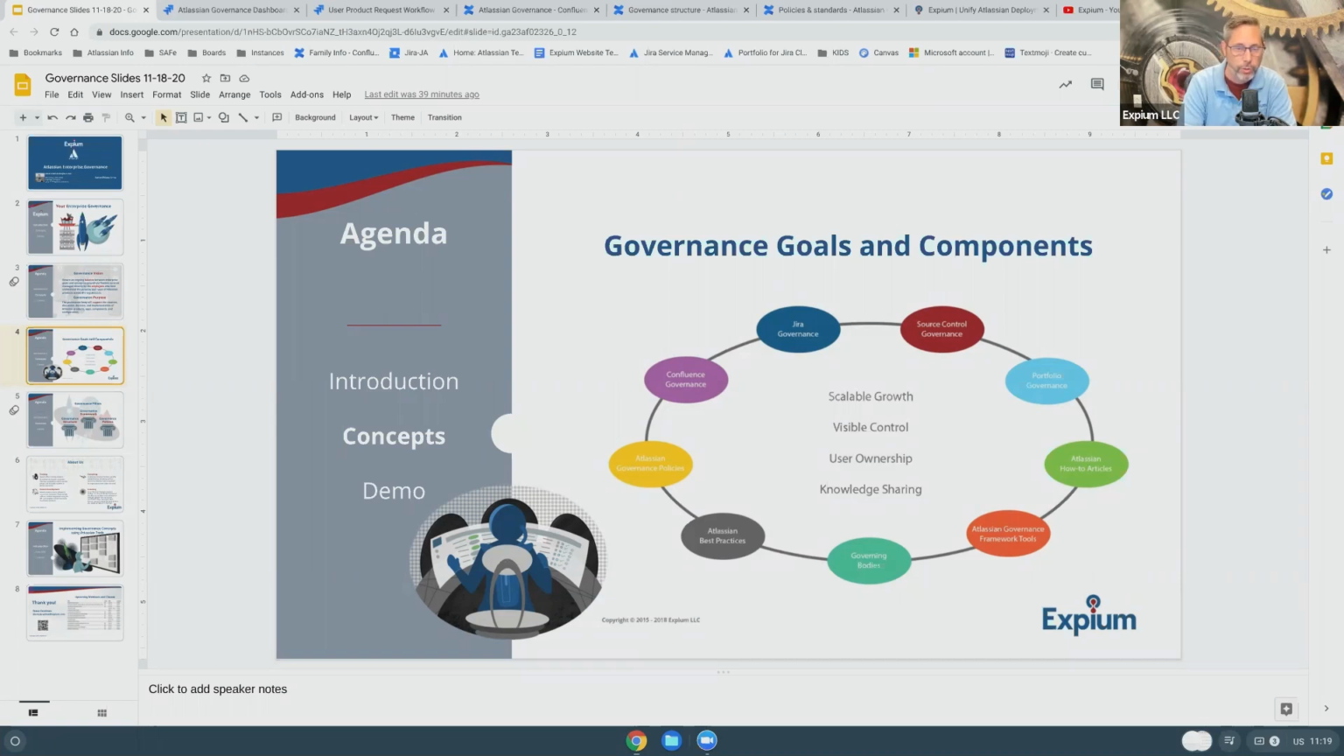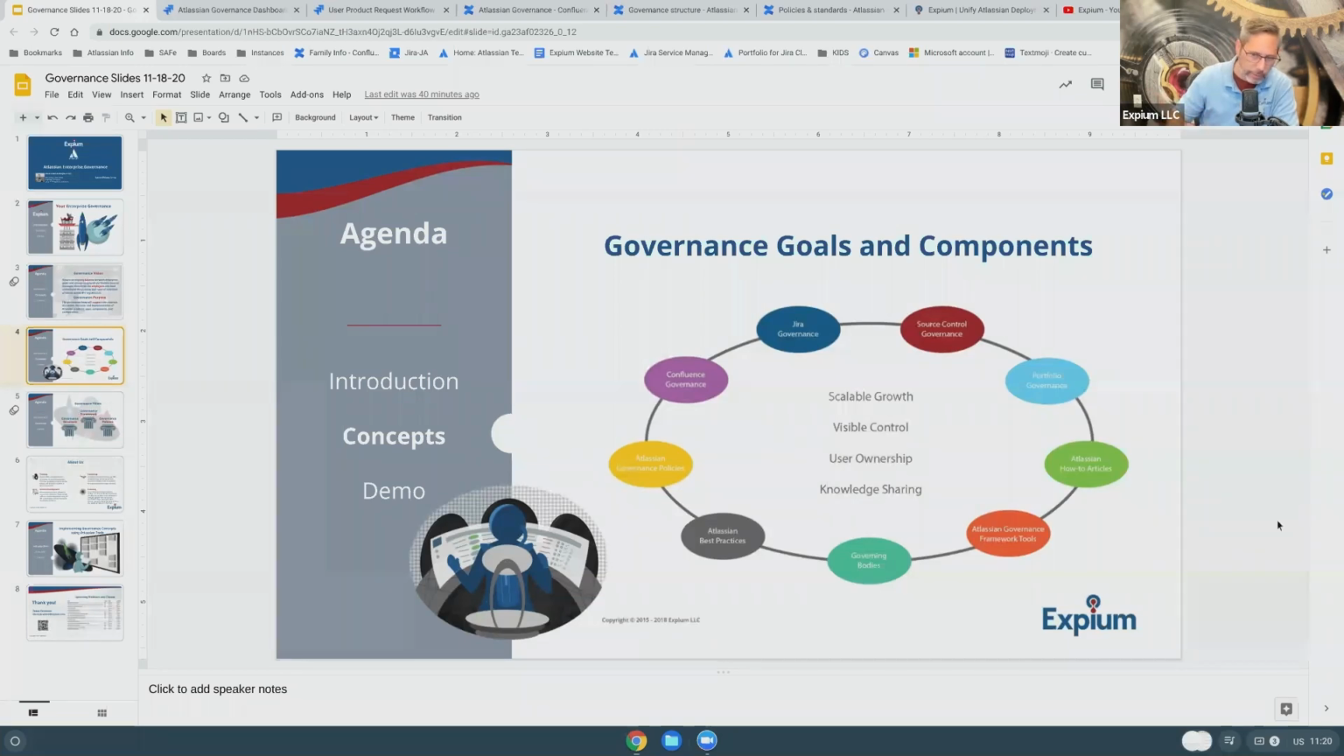Visible control. User ownership. We want this to be motivated primarily from the grassroots, from the bottom up. Of course, we need some executive champions to pay the bills and things like that, and sometimes to make the bigger decisions. But those executive champions should often and almost always be motivated from the user ownership, grassroots, bottom-up information and decisions that are coming to them. And then finally, knowledge sharing. We want this to be open knowledge sharing so that everybody knows what's going on. So those 4 governance goals are going to support the components of our governance structure.